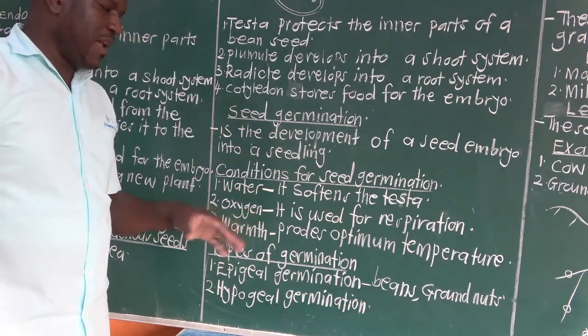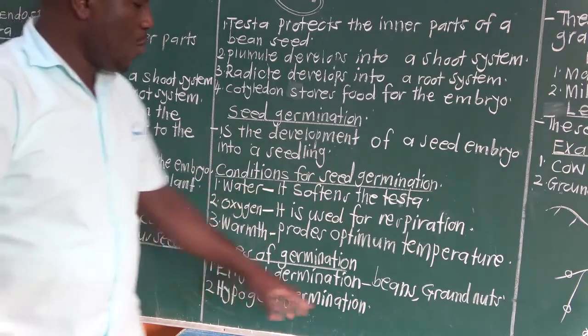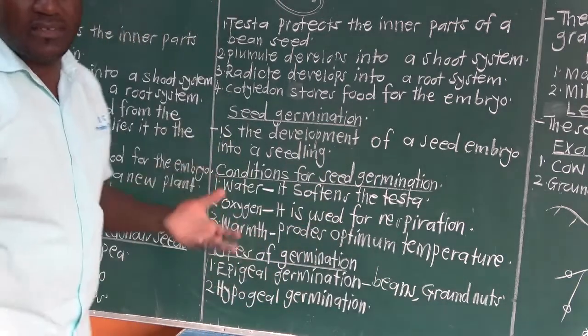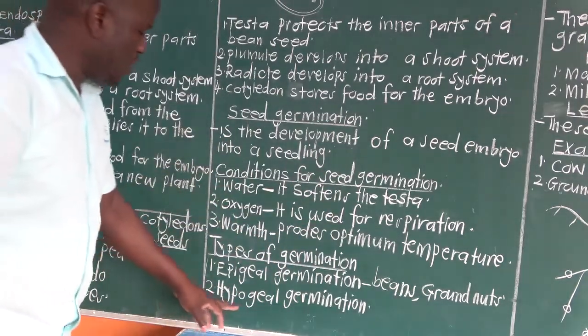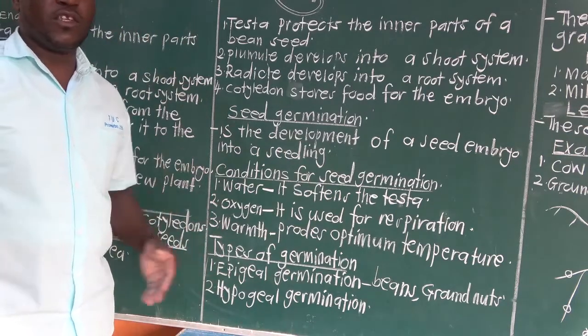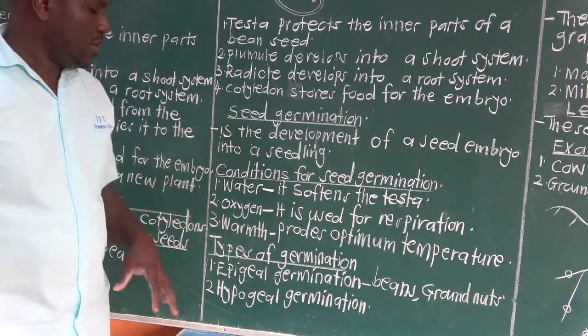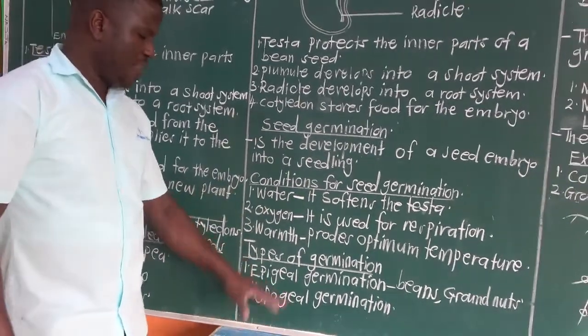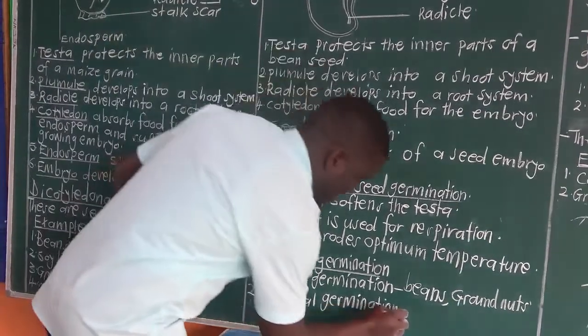Then examples of plants which carry out epigeal germination, we have beans, groundnuts, soya beans, cowpeas, and so on. Then we have hypogeal germination. This is the type of germination where the cotyledons remain in the ground.